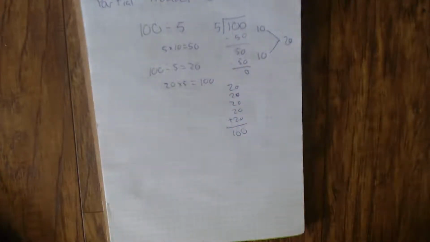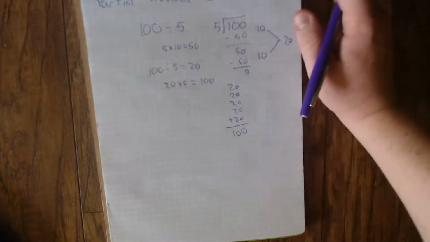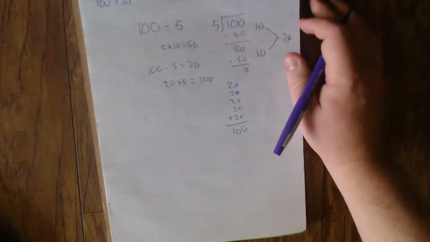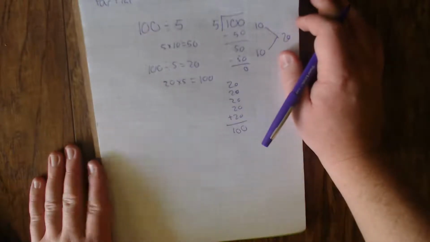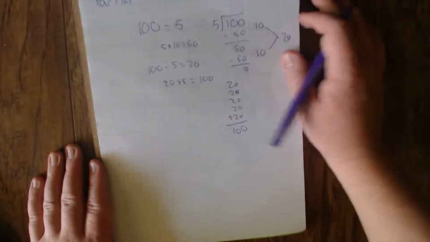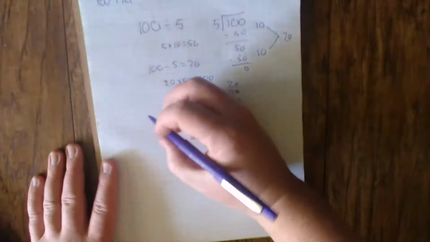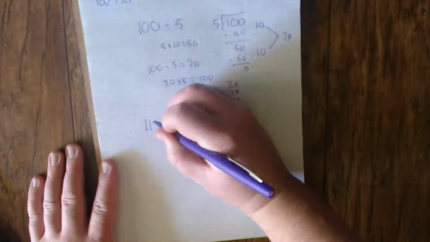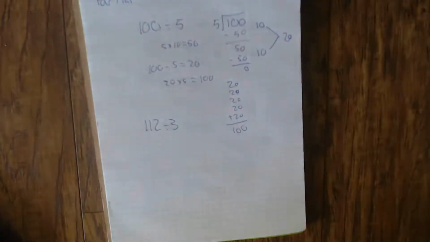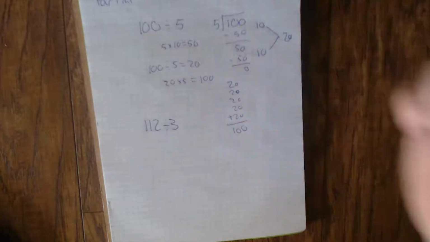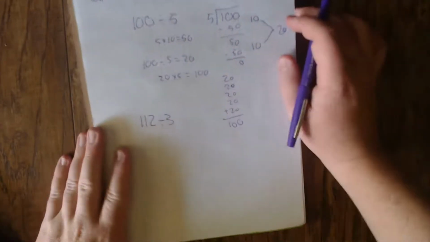Okay, so that is partial product division. However, I'm going to do one more problem, maybe one that's a little bit more challenging. So let's do 112 divided by 3. Again, I'm just making these numbers up off the top of my head, so I don't know how they're going to turn out in the end.